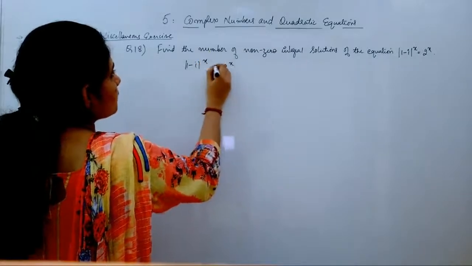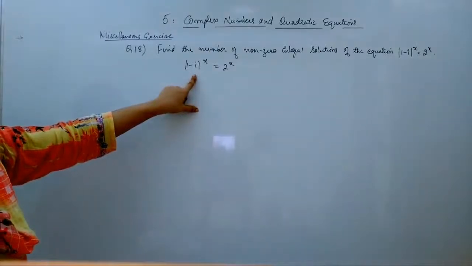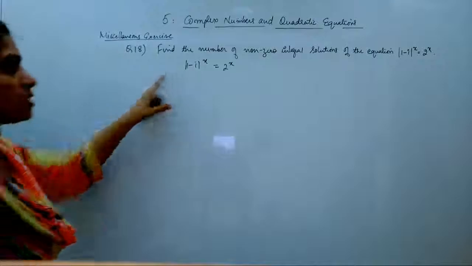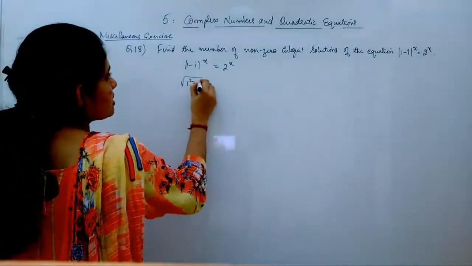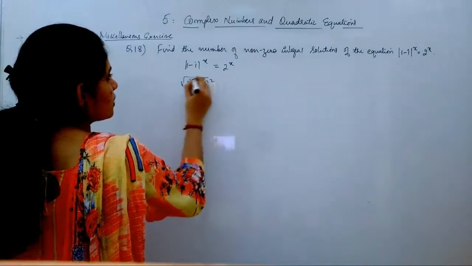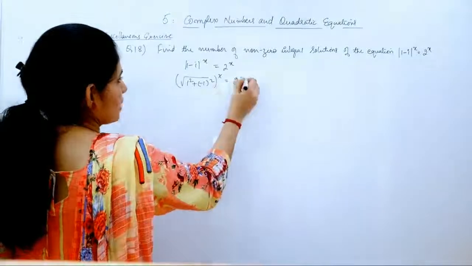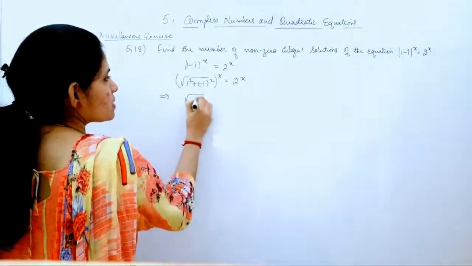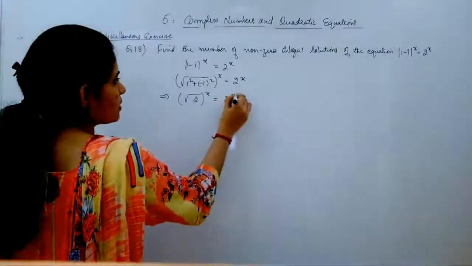raised to x. Now we are simplifying the modulus. What is the mod of a complex number? It is root of the real part square plus imaginary part square. So you will get root of 1 square, the real part, plus the imaginary part, again minus 1, the whole square. This, the whole raised to x, is equal to 2 raised to x. That is root of, this will give you 1 square plus 1 square, which is 2. So root 2 the whole raised to x is equal to 2 raised to x.